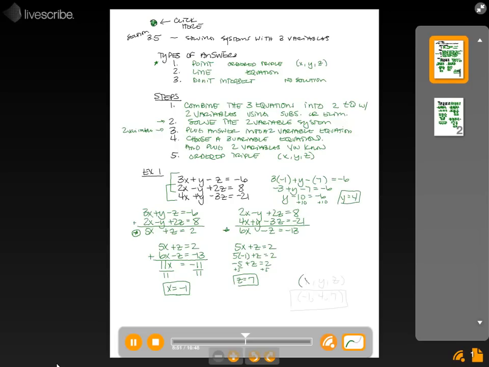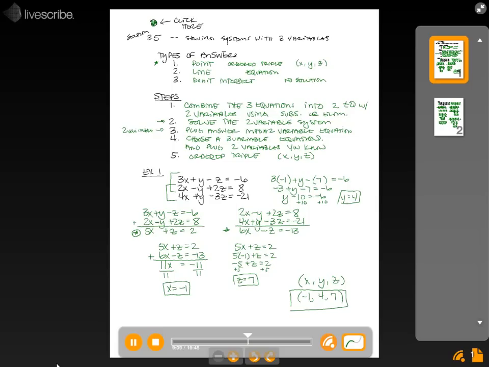Well, now we've got all three of our numbers, so we've got to write our answer as an ordered triple. It's x, y, z. The x is negative 1. Our y we got to be 4. And our z we got to be 7. So here's the answer to our problem. Negative 1, 4, 7.